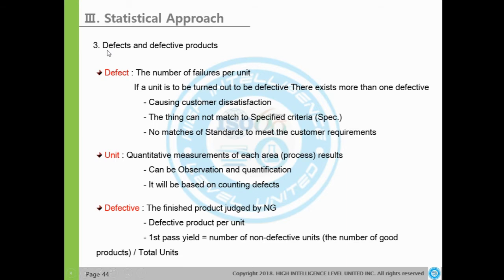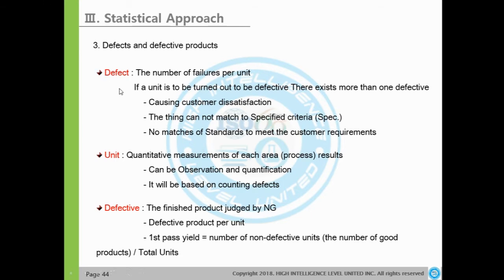Let's set defects and defective product. What is the difference between defect and defective? Defect is the number of failures per unit. What is a unit? A unit is a quantitative measurement of each area researched. It can be observation and quantification. It will be based on counting defects. So simply, in a manufacturing company, if we produce a product or WIP, work in process, that will be a unit.